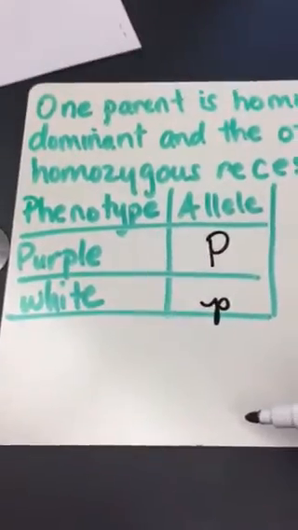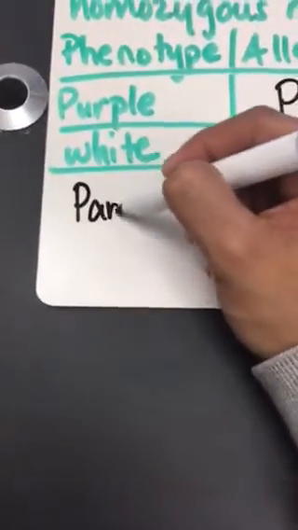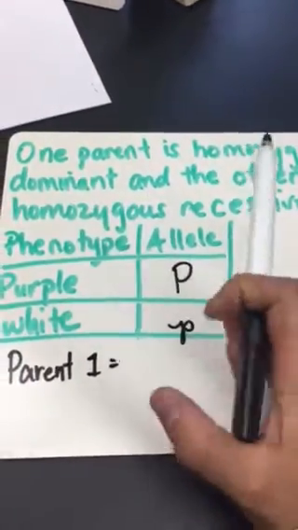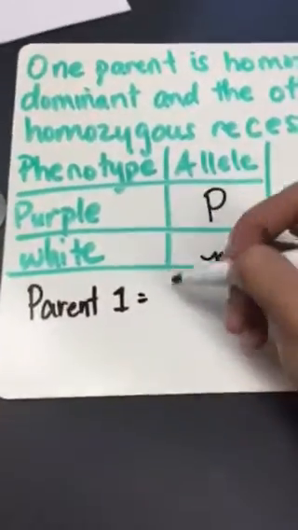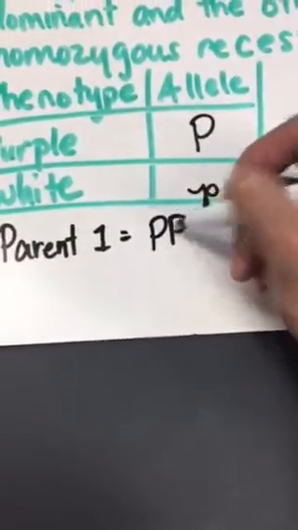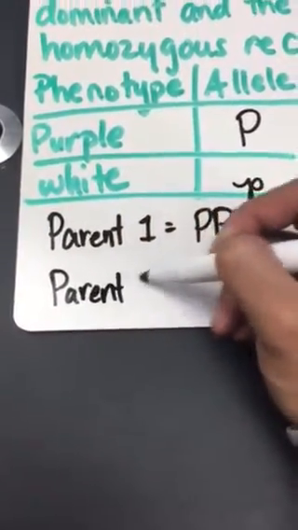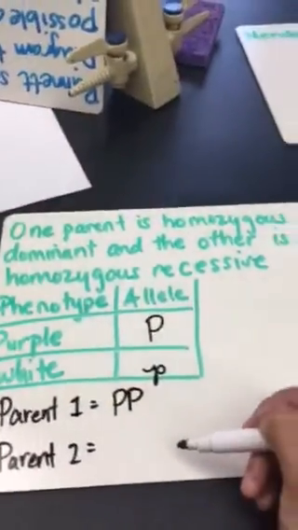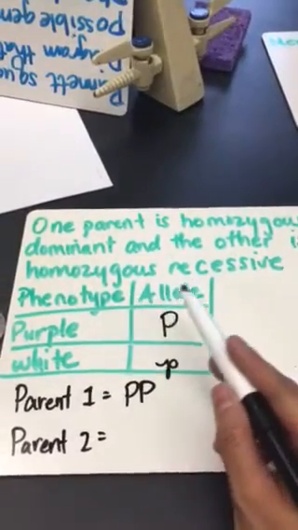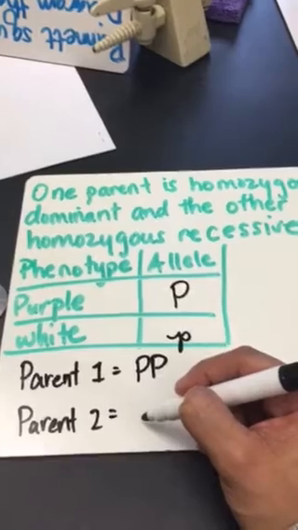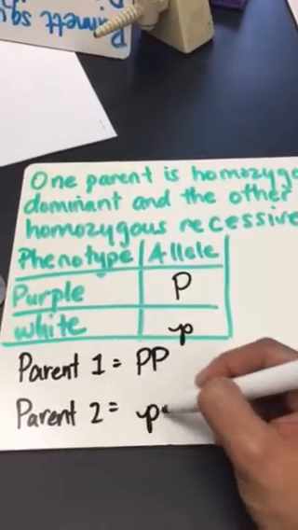Okay. Now the second thing we have to do is determine the parents' genotypes. So for parent 1, it says one parent is homozygous dominant. So homozygous means same, and they are both dominant, 2 capital P's. Parent number 2, it says the other parent is homozygous recessive. So in this case, they are both homozygous, it's the same, and it's recessive, so it's 2 lowercase p's.